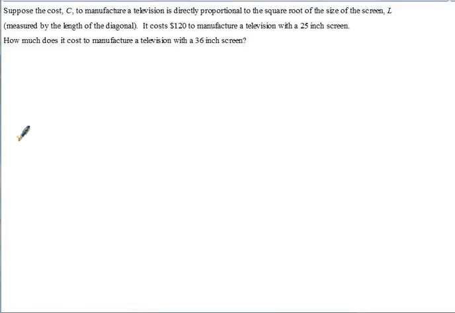Next example says, suppose the cost C to manufacture a television is directly proportional to the square root of the size of the screen L. And L is measured by the length of the diagonal, one corner to the opposite corner. All right, so C would equal, it's directly proportional, so it's K times the square root of the size of the screen, so the square root of L. Then it tells us it costs $120, so that's our cost, to manufacture a television with a 25-inch screen.